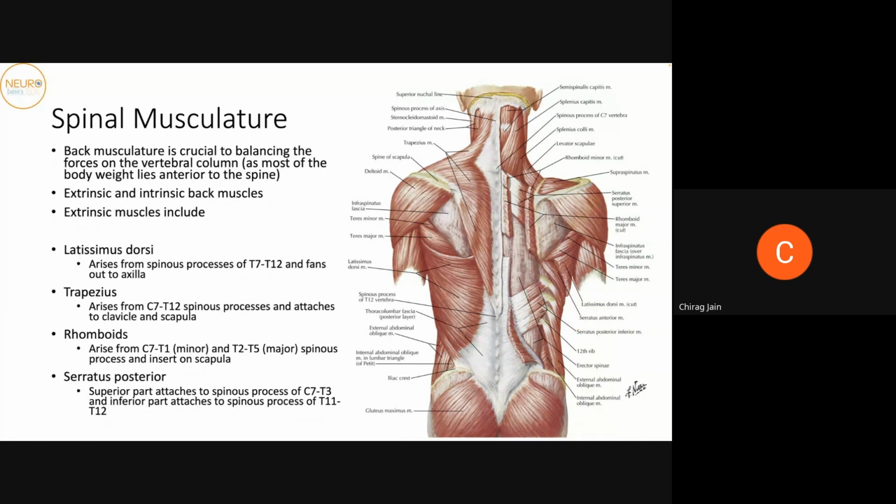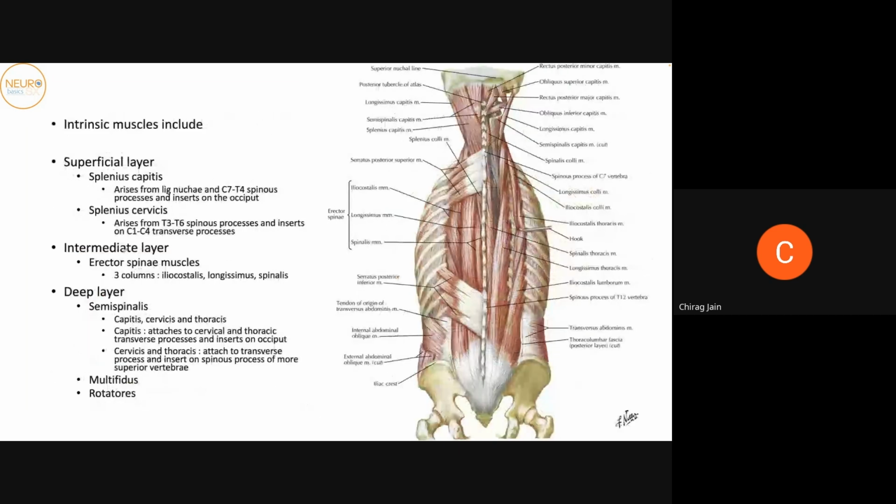Now, there are extrinsic and intrinsic back muscles. The extrinsic back muscles are the latissimus dorsi, the trapezius, the rhomboids, and the serratus posterior. They predominantly act to stabilize the spine, but they're not really back extensors as such. The back extensors are basically our intrinsic muscles. Right? So there are multiple layers of the intrinsic muscles.